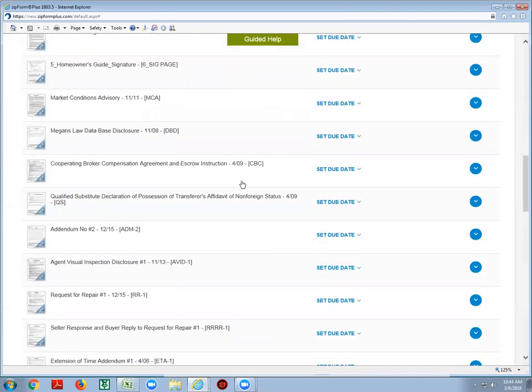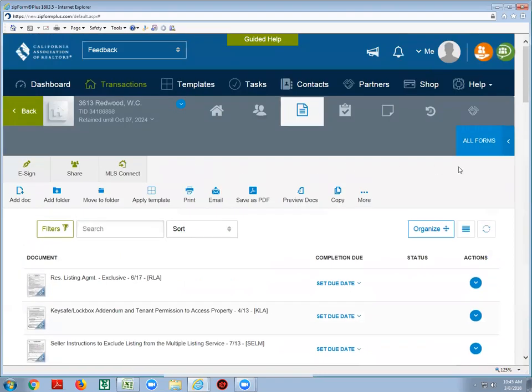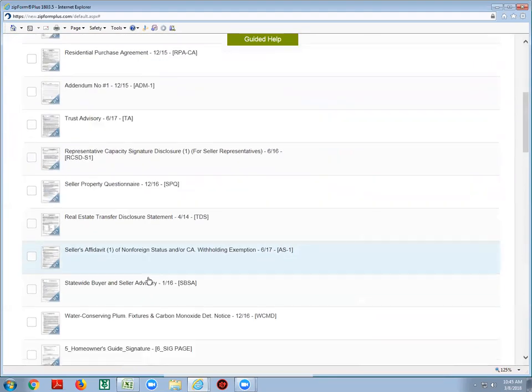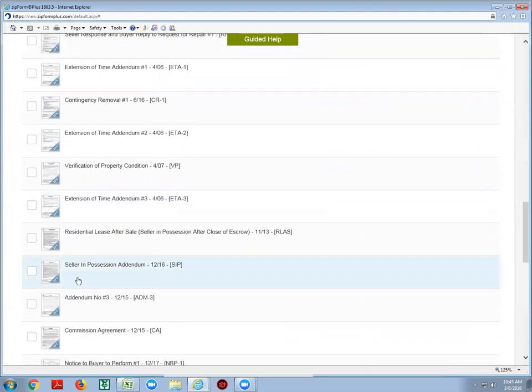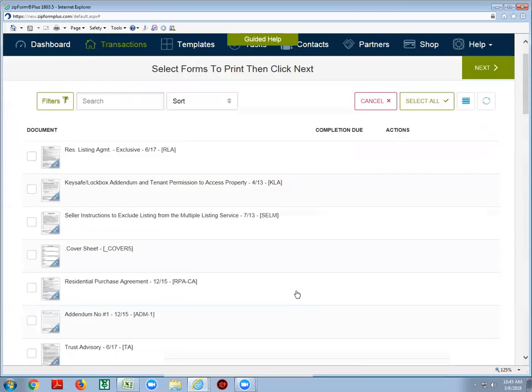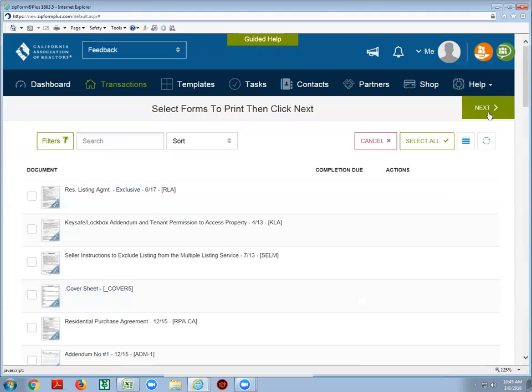Since I need to print it, I'll go ahead and click print. Then I'll print two forms: seller in possession, and another one, a residential lease after sale. This is another two forms. You got two more, plus the one I already printed, so a total of 3 more forms.